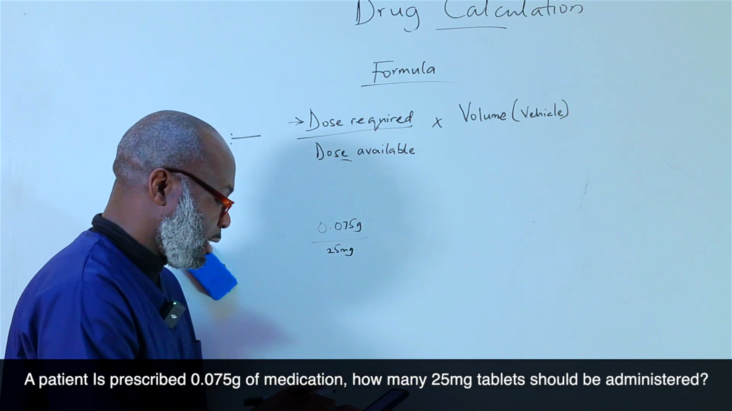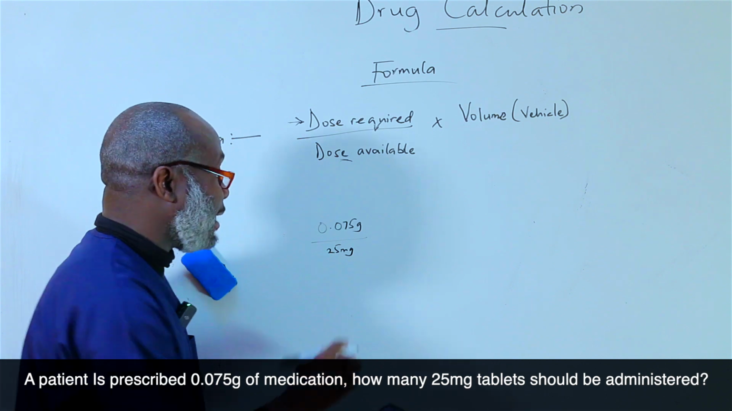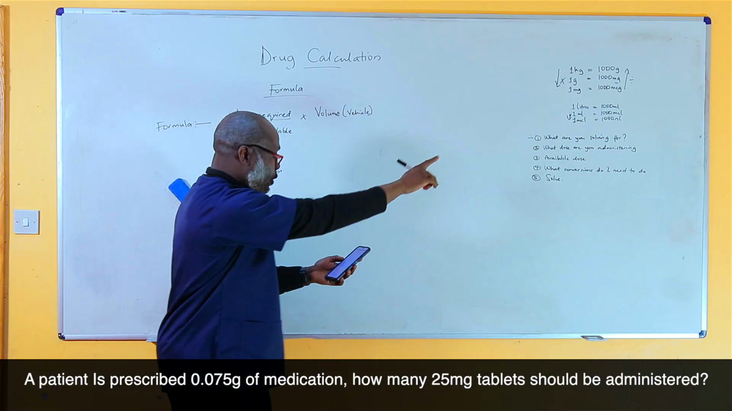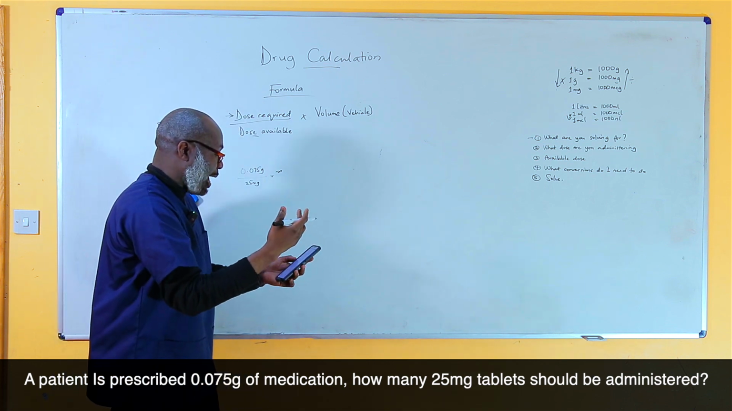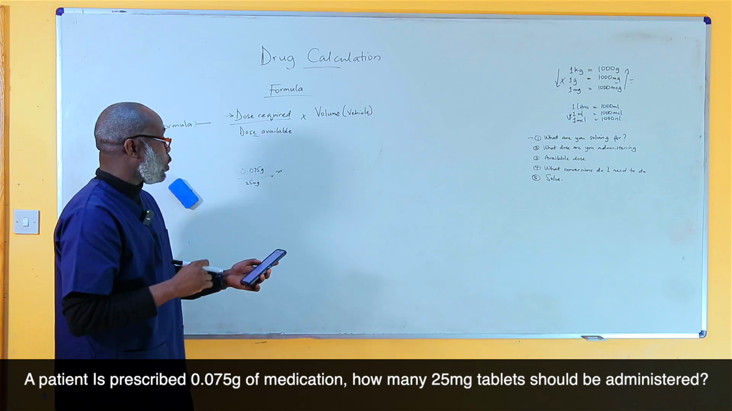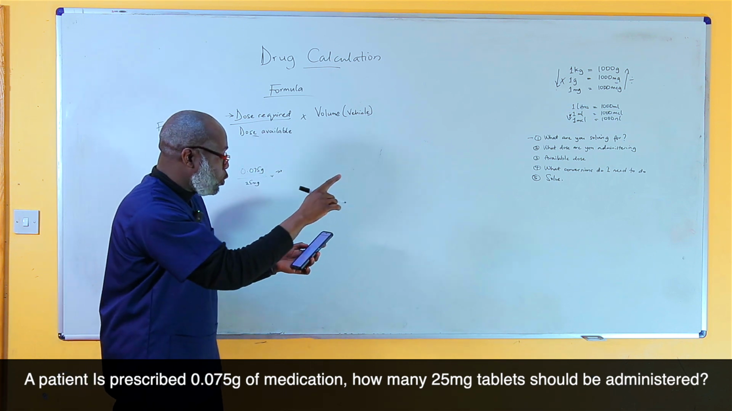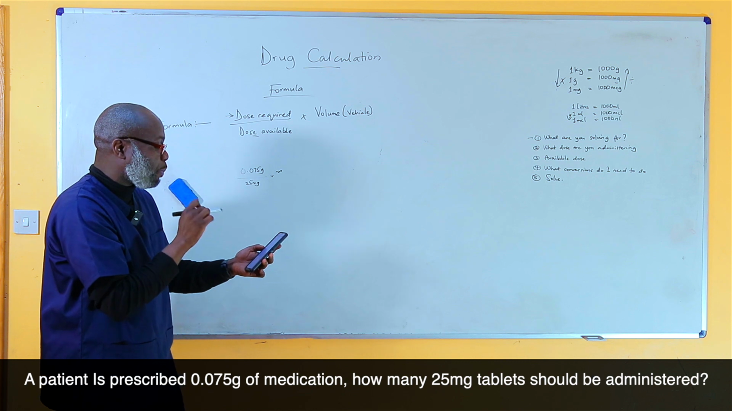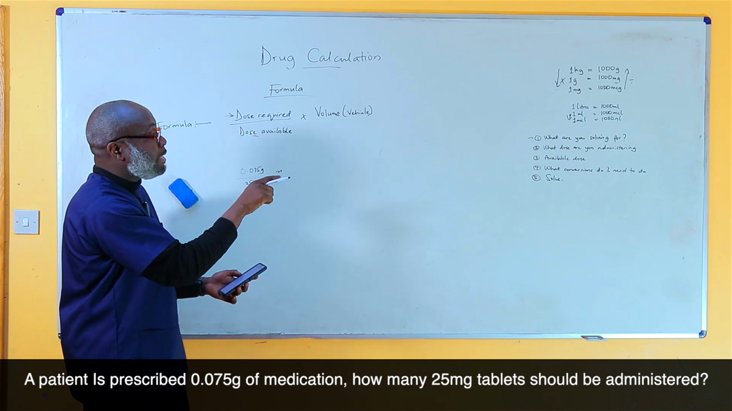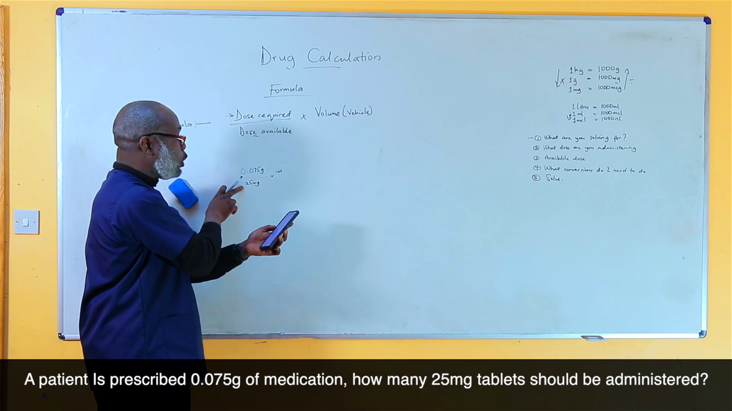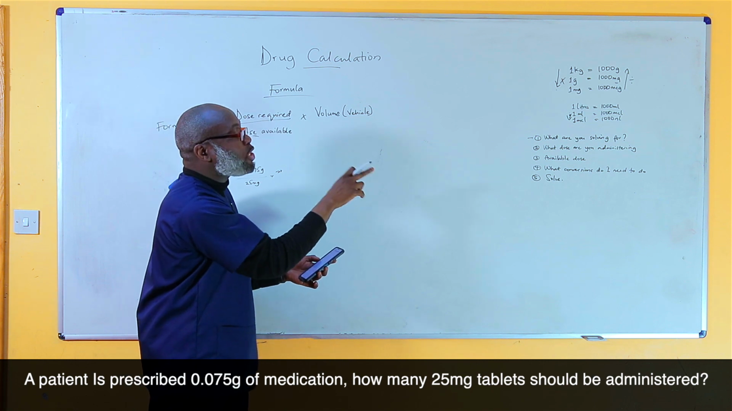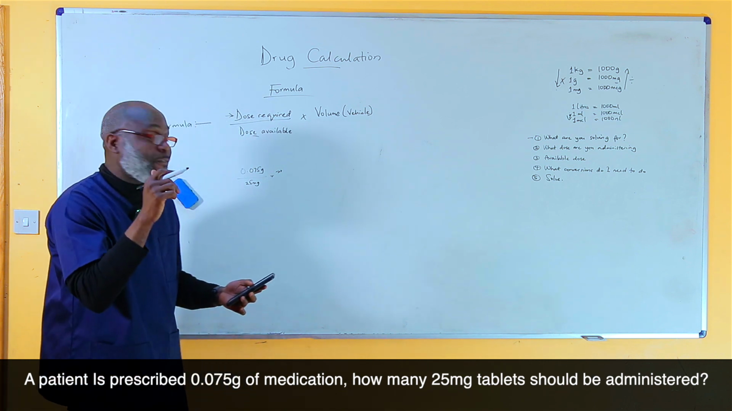Now, remember what I said to you then? How many tablets? That is X. Remember, what are you solving for? And the question is, how many 25 milligrams tablets should you be administered? That is what you're looking for. Then, what dose are you administering? A patient is prescribed 0.075 grams. Then, the available dose, they are available in 25 milligrams. Then, what conversions do you need?